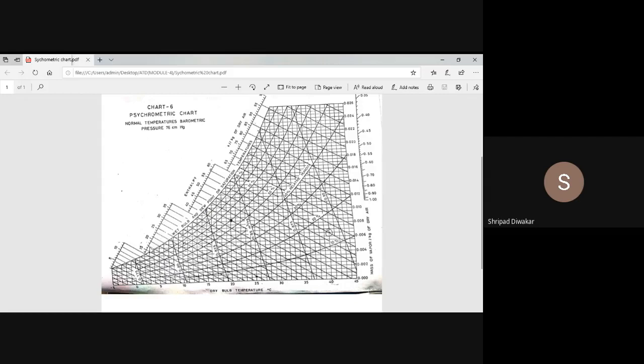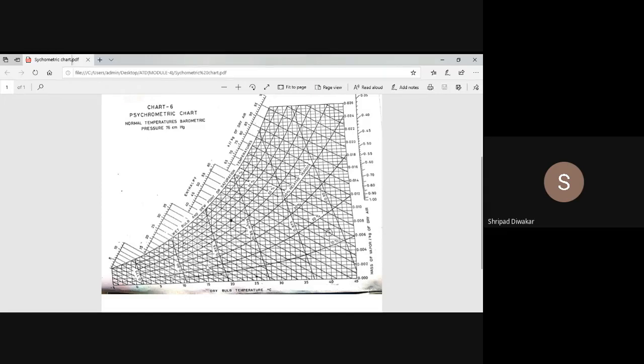Whatever lines you are seeing, these are called enthalpy lines. Enthalpy varies from 5, 10, 15, 20, 25 like that. You have to move from that particular point in the inclined direction, in the reverse way, and locate that point. This is 30, so 30 kilojoules is your enthalpy. That is the heat content of that moisture, 30 kilojoules per kg. This is the last part, how to find out the enthalpy.